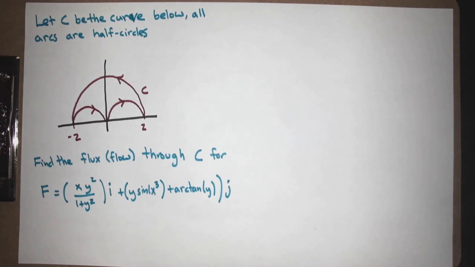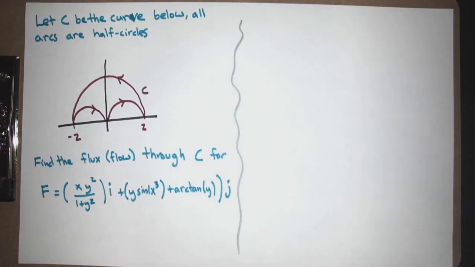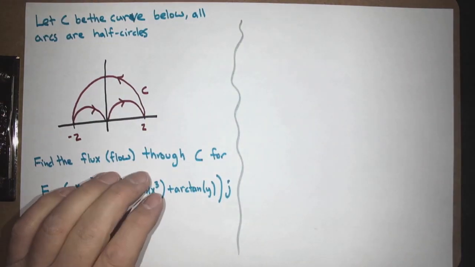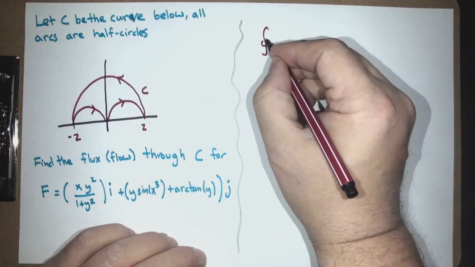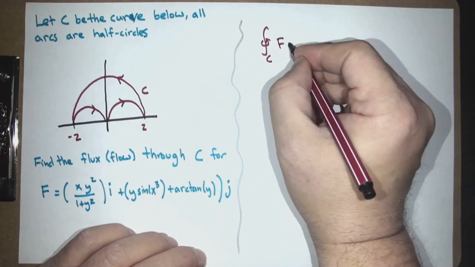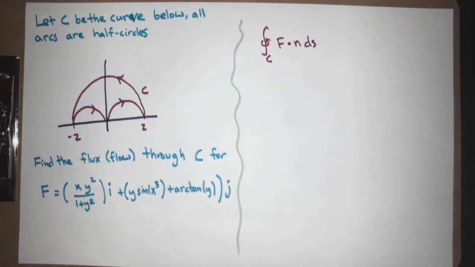All right. So we're looking for flux, not circulation. Flux. So what's the integral that matches with flux? Flux through C means integrate around C f dot n. How much is going through the boundary? And we have a nice orientation here.